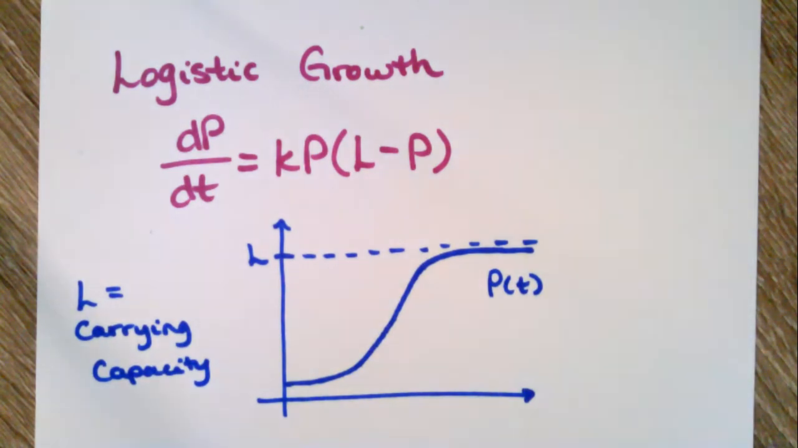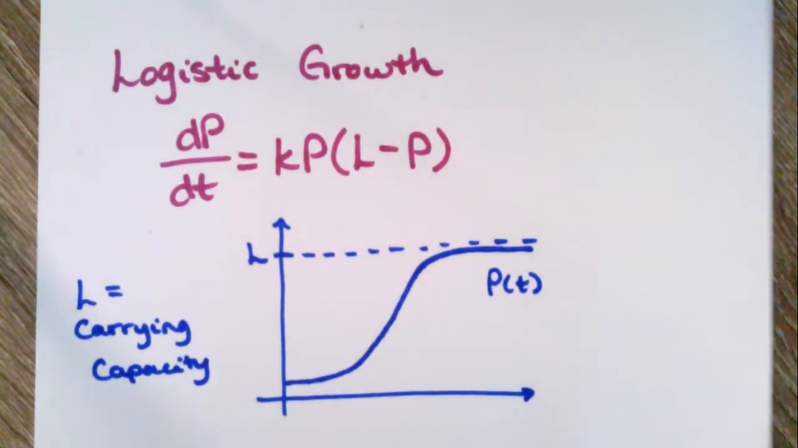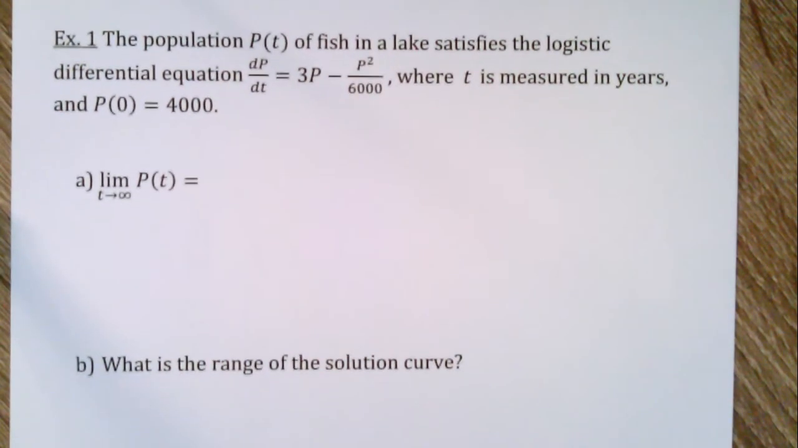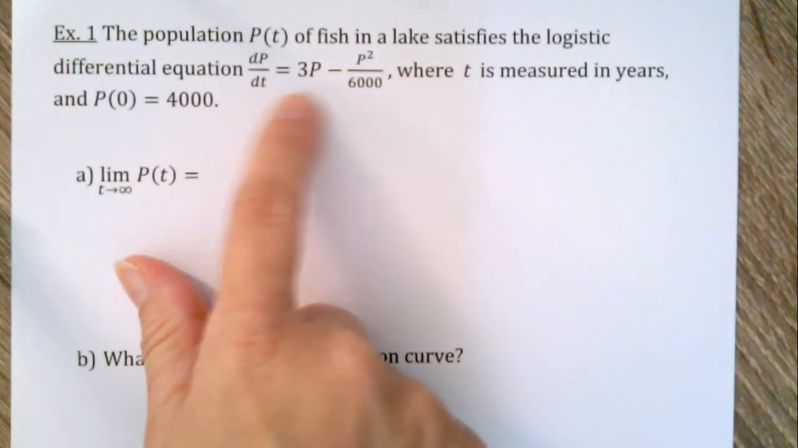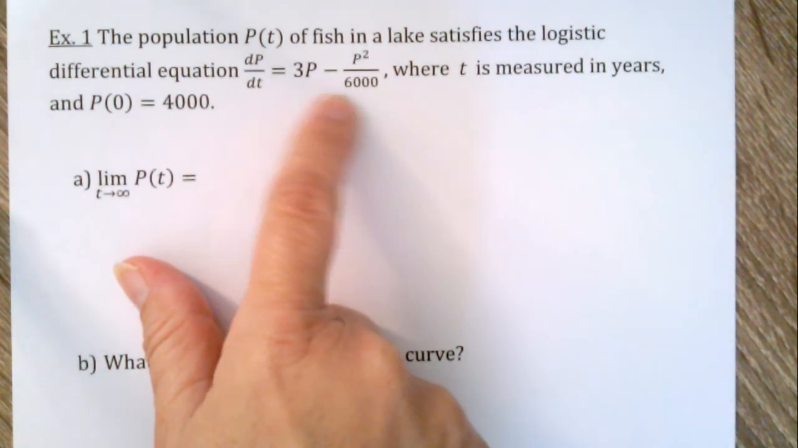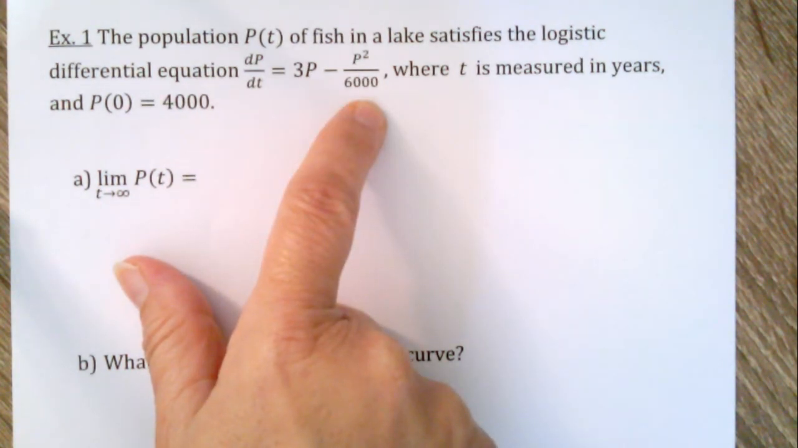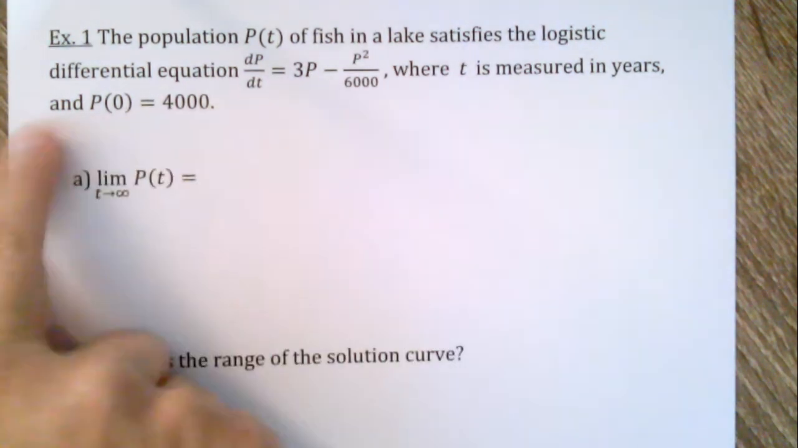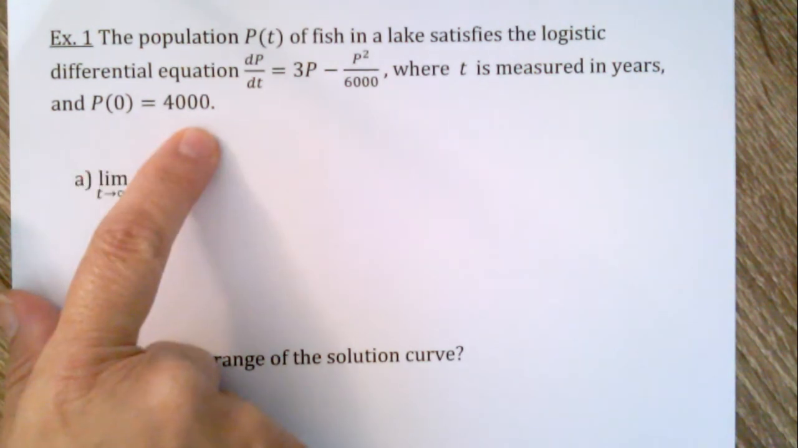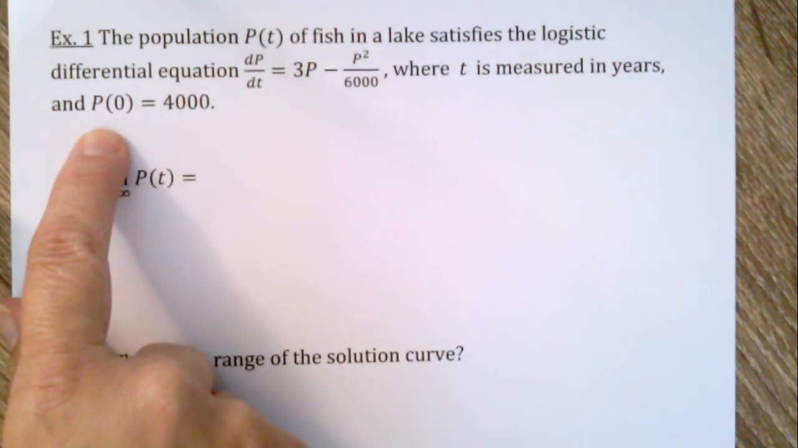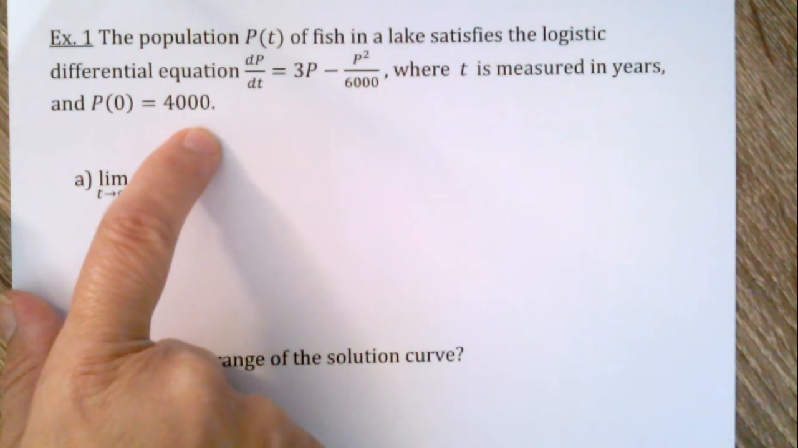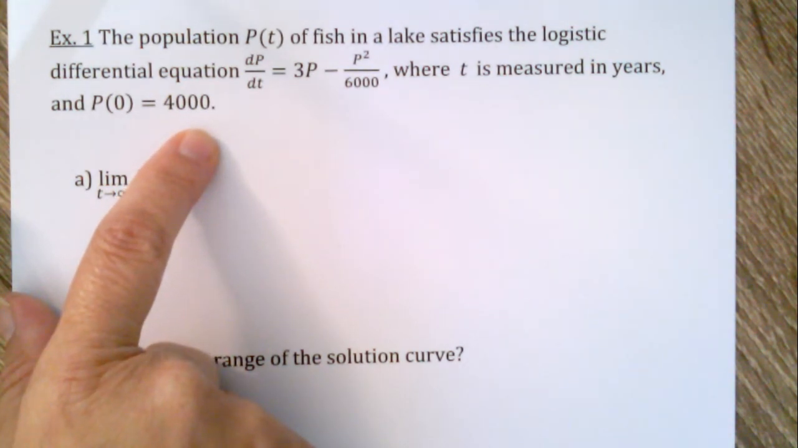So let's look at an example here. The population P of T of fish in a lake satisfies the logistic differential equation dP/dt equals 3P minus P squared over 6,000, where t is measured in years and P of 0 equals 4,000. So our initial population of fish in this lake is 4,000.